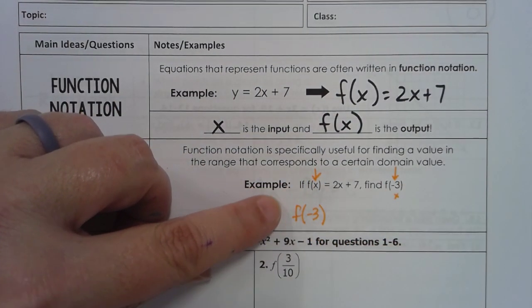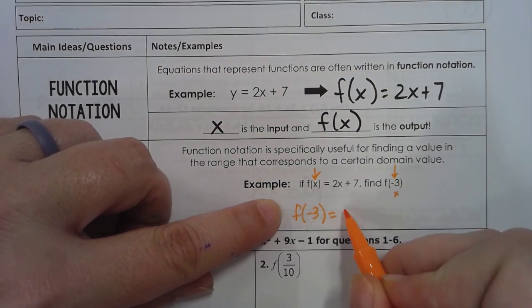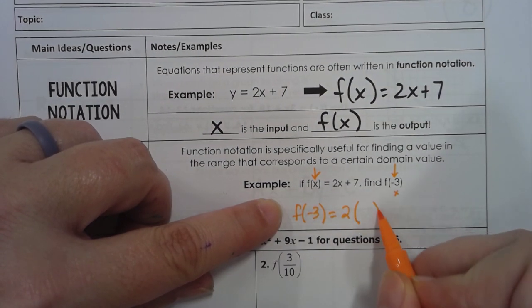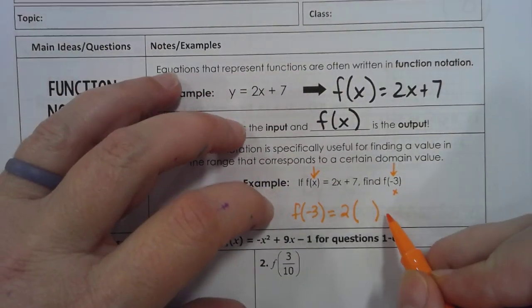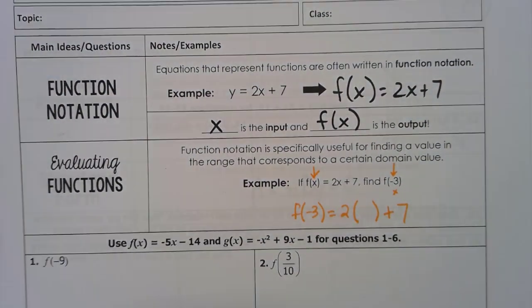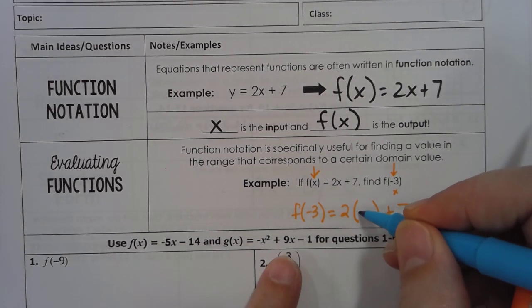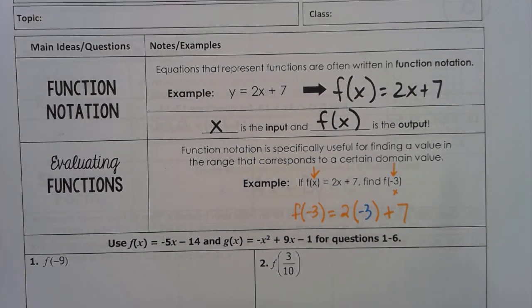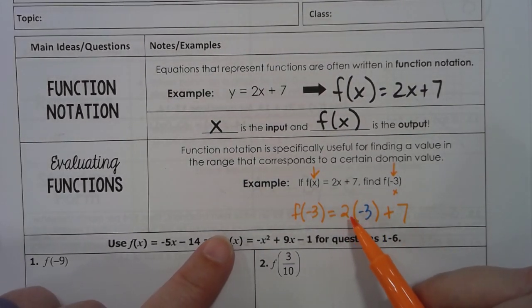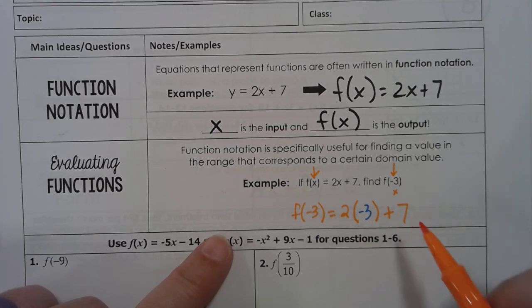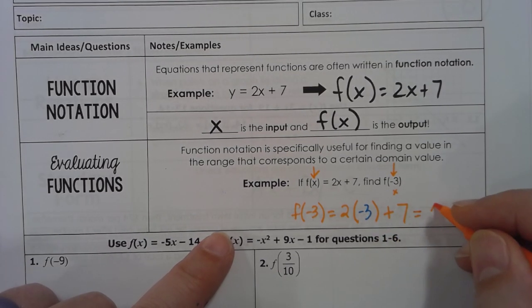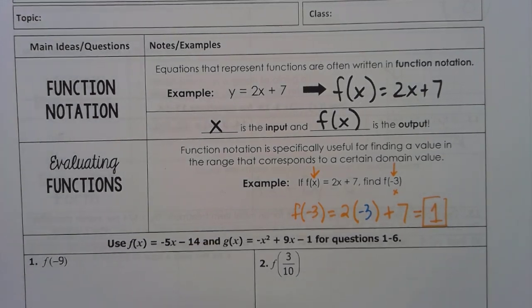F of -3 equals 2, and wherever you see the variable x, you're going to put a parenthesis, and then inside the parenthesis, you put whatever your number is. Okay? So before, we just said let x equal -3, right? So it's just a different way of writing that same thing. So if you type this into your calculator, 2 times -3, or did that in your head, -6 plus 7 makes +1.